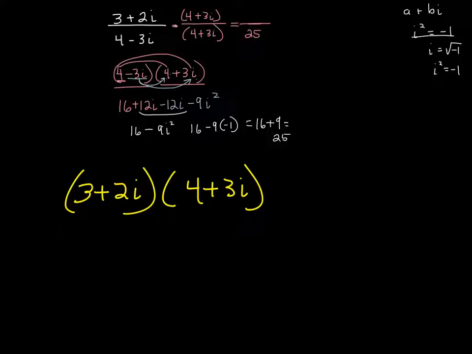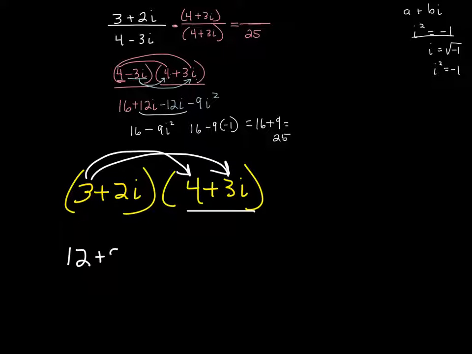Okay, so we have the numerator 3 plus 2i times the conjugate of the denominator so that we can finish up this problem. So we're going to multiply the 3 times the 4. We're distributing the 3 into the second binomial. So 3 times the 4 gives us 12, and then 3 times the 3i gives us plus 9i. Okay, and now we're going to distribute the 2i.